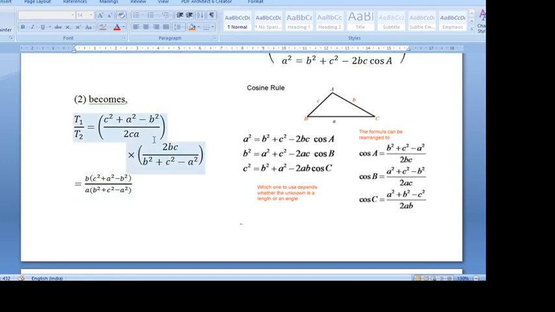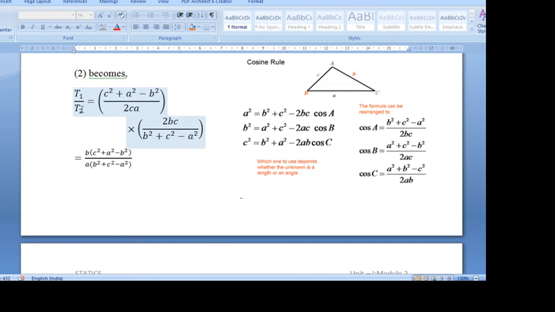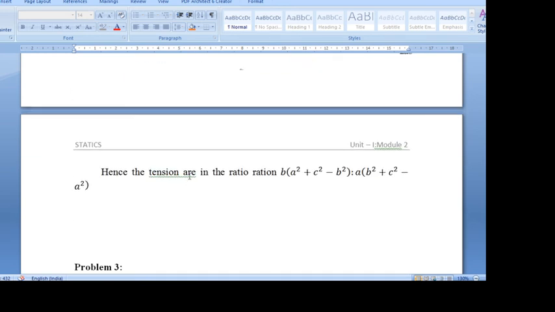We can simplify and get b into c square plus a square minus b square divided by a into b square plus c square minus a square. Therefore, T1 to T2, what is the ratio? Hence, the tensions are in the ratio b into a square plus c square minus b square is to a into b square plus c square minus a square.